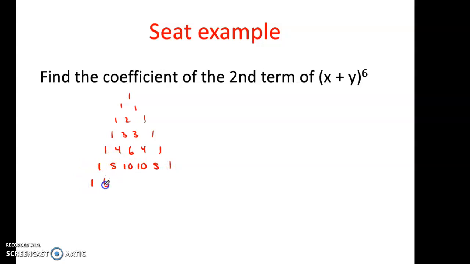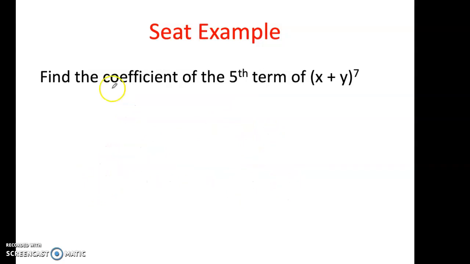And here we go. Here's row 6. So the coefficient of the 2nd term, that's the 1st term, the 2nd term, so the answer would be 6. Find the coefficient of the 5th term.